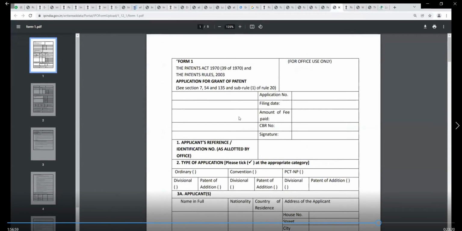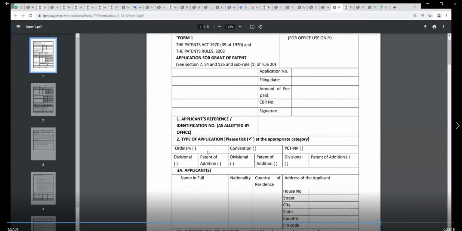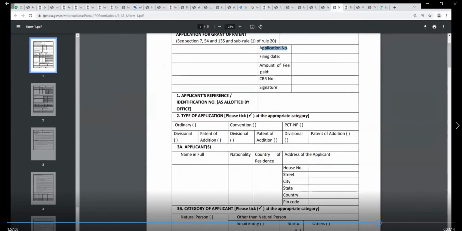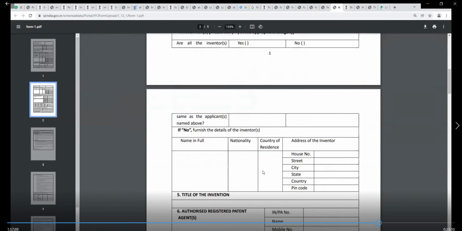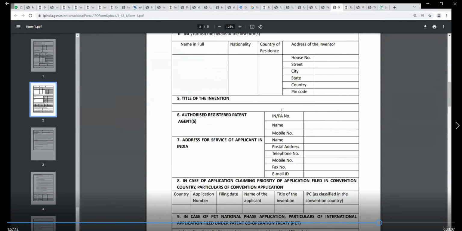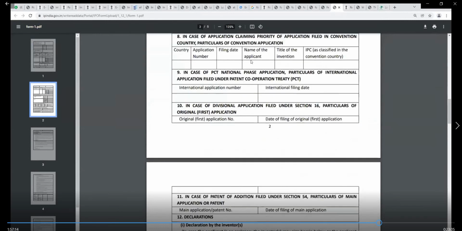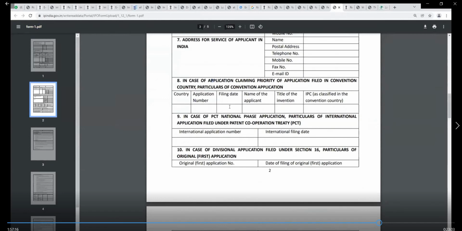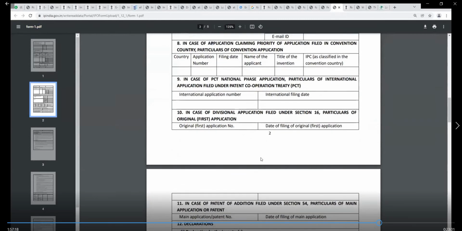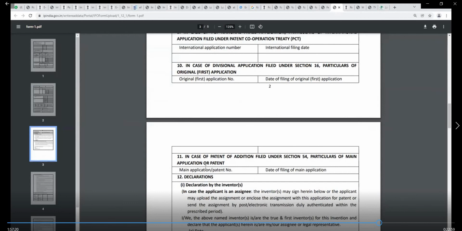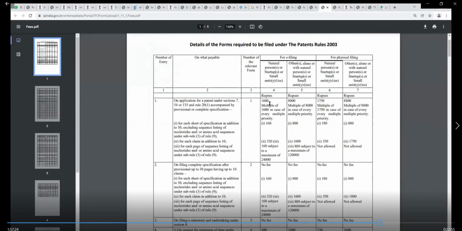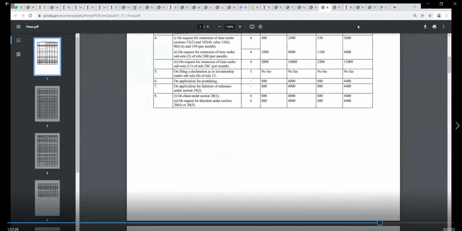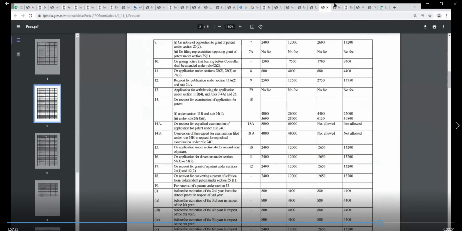How does the form 1 look for the patent application? So this is the form 1. This is for office use only, and this is where we have to start filling it. This is how it looks, the form 1. Then all the credentials, all the addresses, if we have opted for PCT or not, if it is a divisional application, and what are the criteria, everything is there. Now the details under, these are the fees. So everything is there in our patent application.